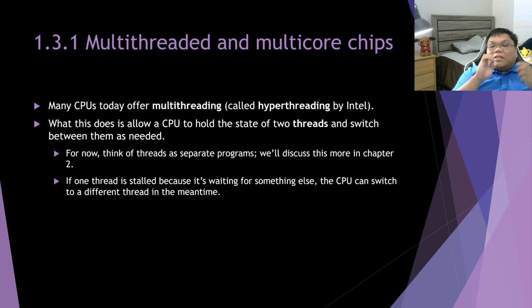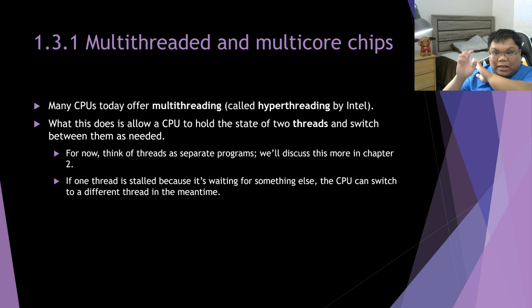Basically, think about it like this. What multi-threading does is a CPU can hold the state of two threads and switch between the threads as needed. For now, think of threads as separate programs. It's a little bit more nuanced than that, by the way. So, here's the thing. If a CPU core is switching between two different threads, if one thread is stalled because it's waiting for, say, user input, it's going to switch to the other thread in the meantime.